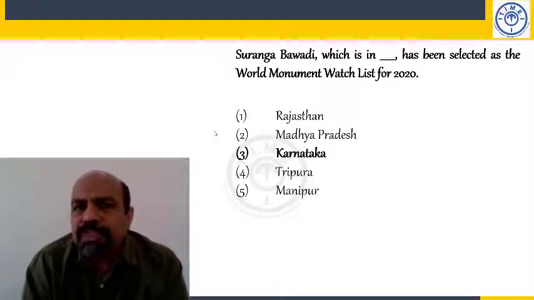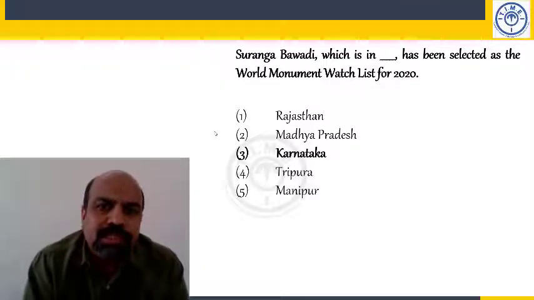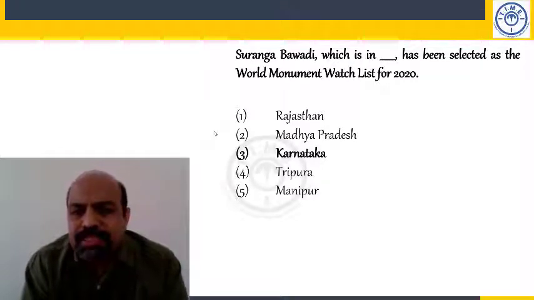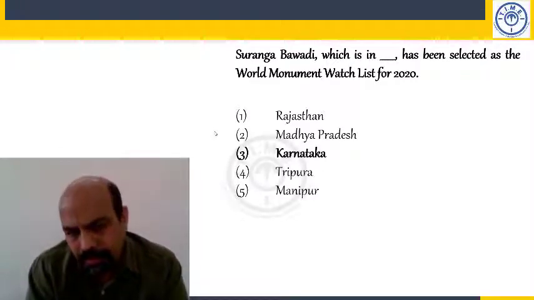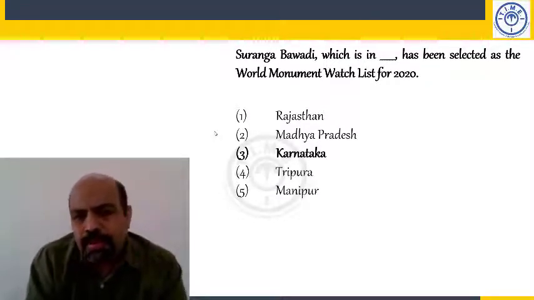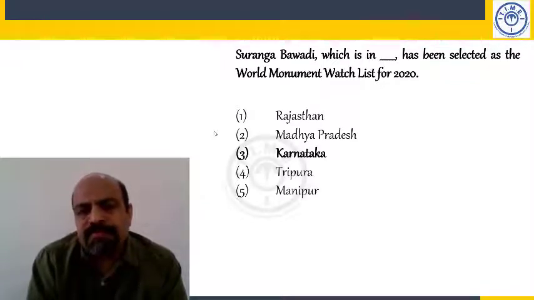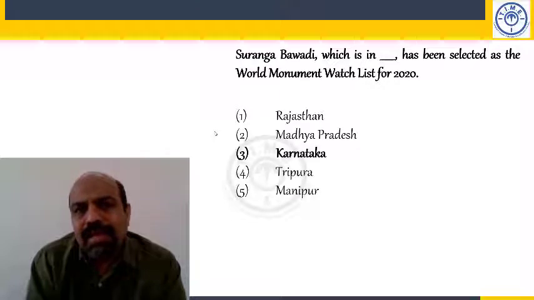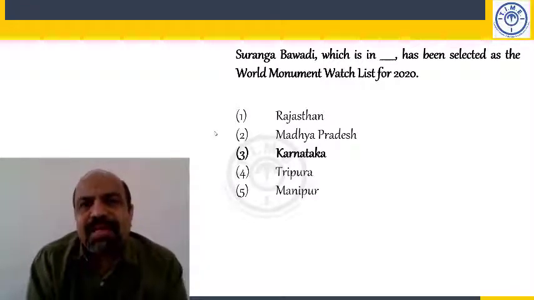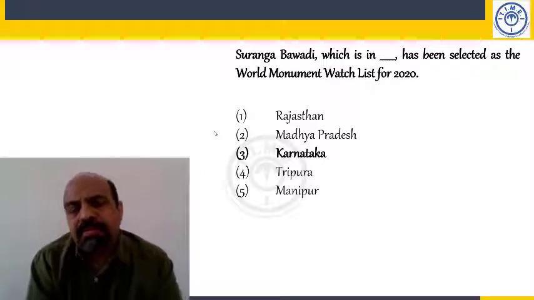Madhya Pradesh's chief minister is Shivraj Singh Chauhan. Karnataka, B.S. Yediyurappa. Choice 4, Tripura. It's in East India. The chief minister is Biplab Deb, B-I-P-L-A-B, Biplab Deb, D-E-B.